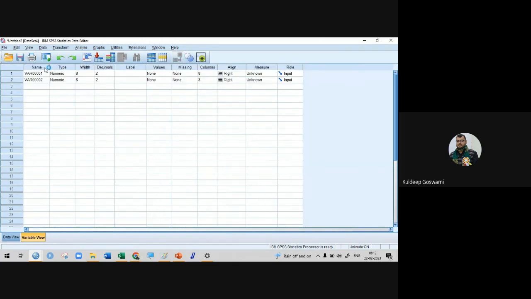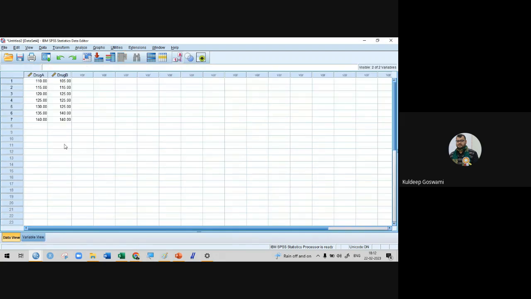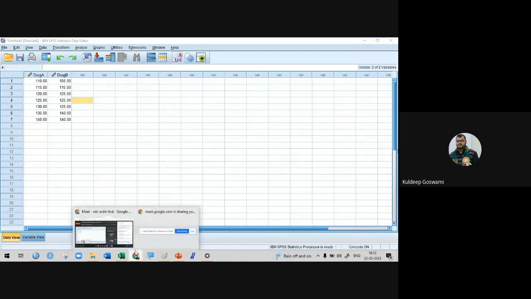like that, and say this is drug A, and drug B. Now this is the systolic blood pressure after getting drug A. This is the systolic blood pressure after getting drug B. Can you do an independent sample t-test here? Just think for a minute.